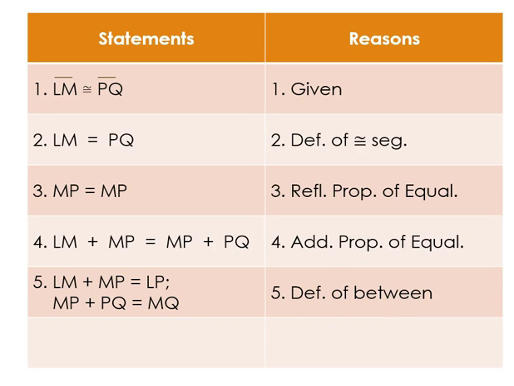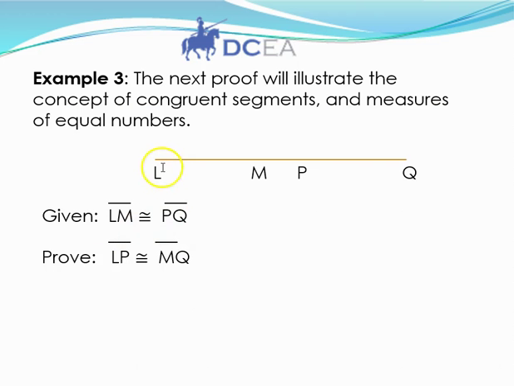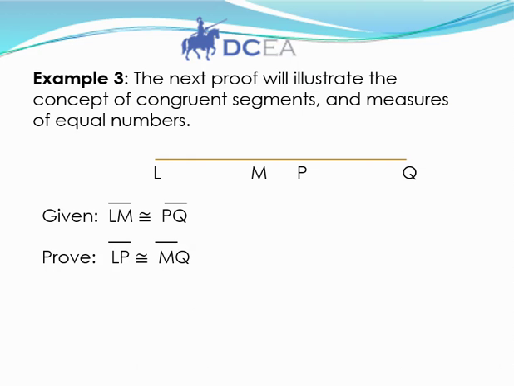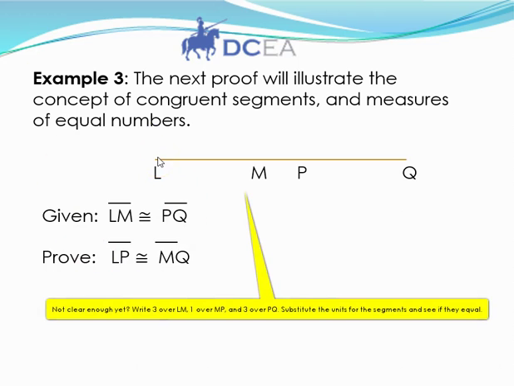Let's look back at our original drawing. And when we've done definition of between before, we often just did 3 points on the line. This time we actually have 4, but the property still works. So LM plus MP equals LP. MP plus PQ equals MQ.